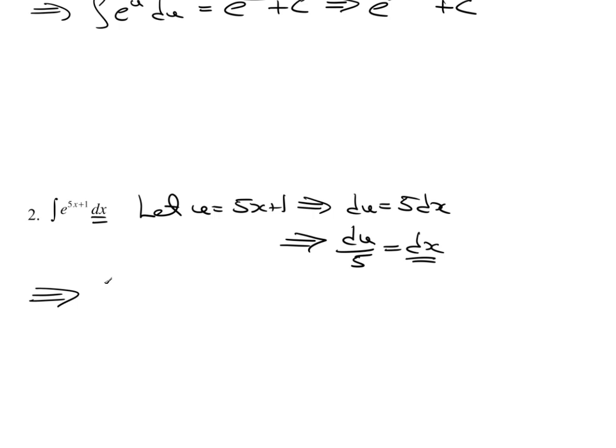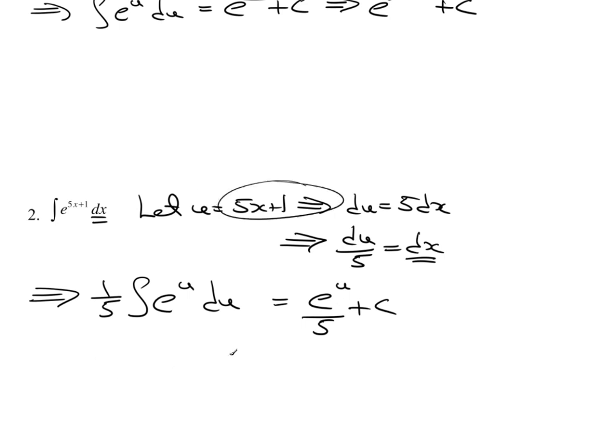So this is going to give me 1/5 times the integral of e to the u du, which equals e to the u, since the antiderivative is just e to the u. So this could be e to the u over 5 plus that constant of integration. But remember we said u was 5x plus 1, so that actually gives me e to the 5x plus 1 over 5 plus this constant of integration.